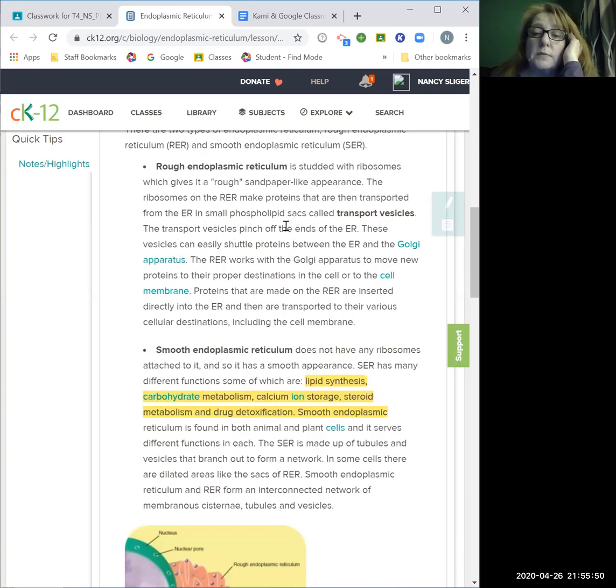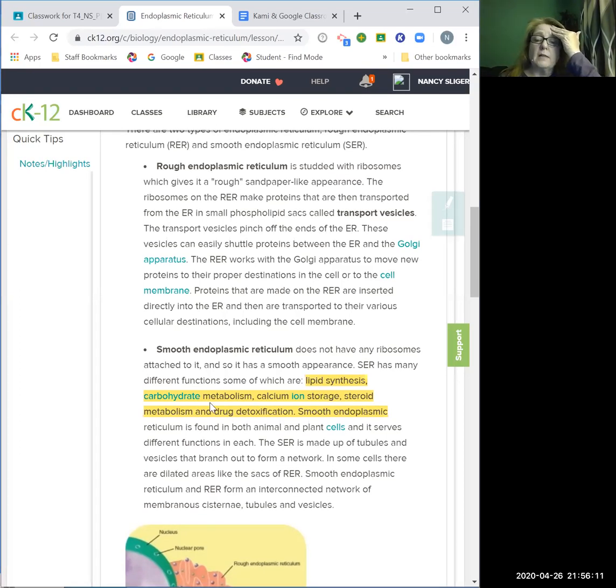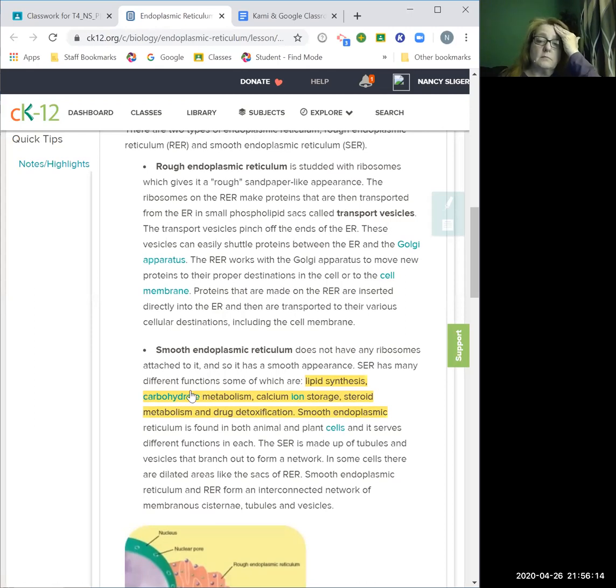Whereas the rough ER is mainly a place where ribosomes are attached to make proteins or chemicals, and they can be formed into transport vesicles, or it helps the Golgi apparatus to move proteins to their proper destinations. And smooth ER helps to synthesize lipids or fats, metabolize carbohydrates.